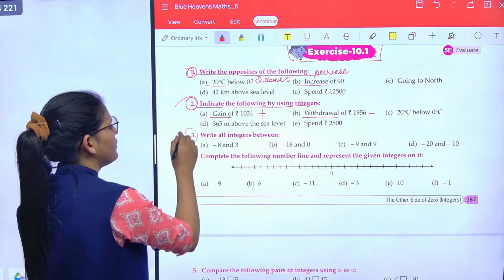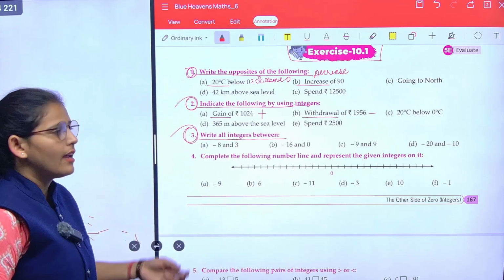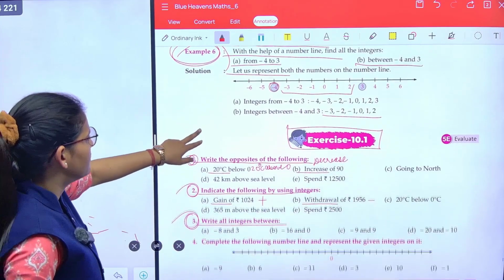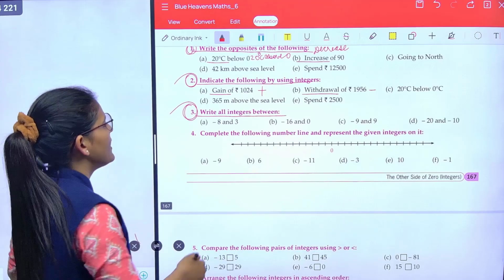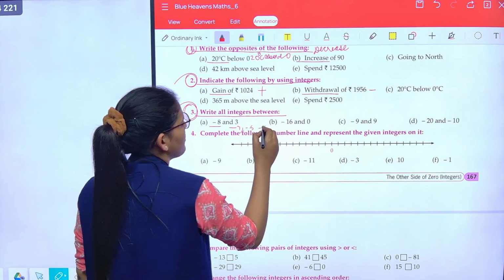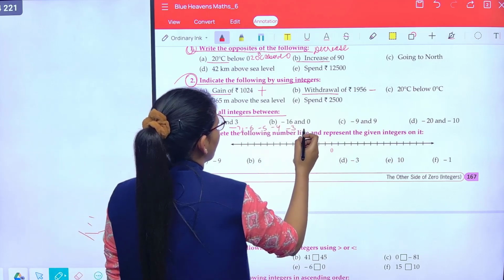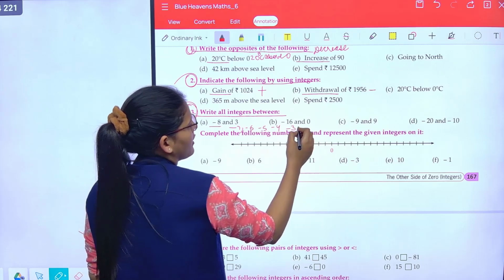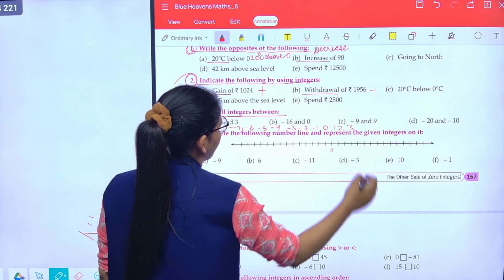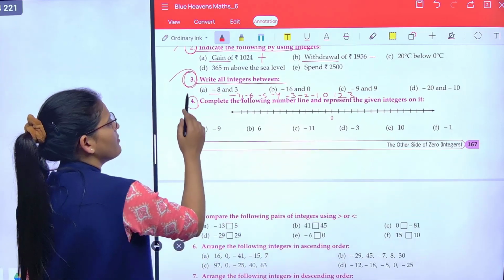Question number 3. Write all integers between -8 and 3. Thus you can see -8 and 3. So it is -7, -6, -5, -4, -3, -2, -1, 0, 1, 2. Understand class? Solve the parts yourself.